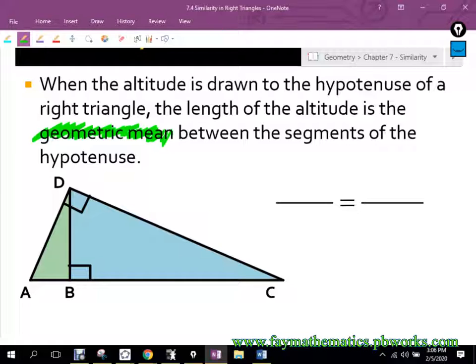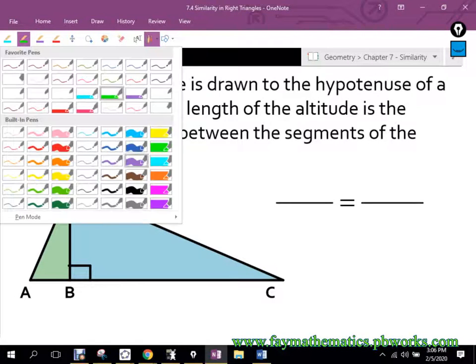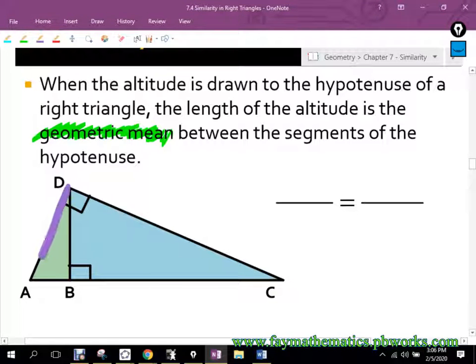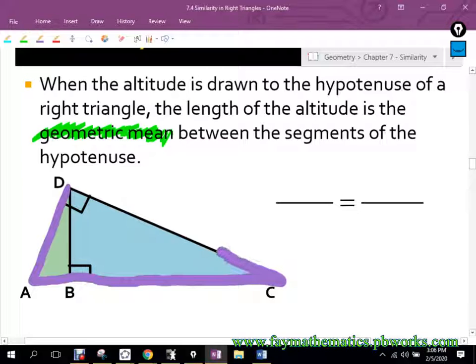It says when the altitude is drawn to the hypotenuse of a right triangle. So when they say of a right triangle here, this is kind of confusing because of the fact that this picture is drawn after you drew that segment. So if I start with that purple triangle, here is my right angle, okay? What would be the purple triangle's hypotenuse?